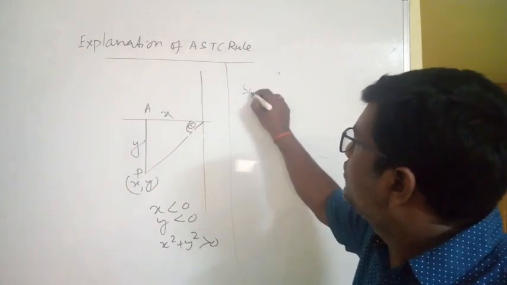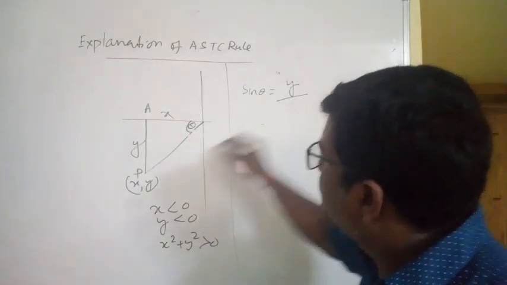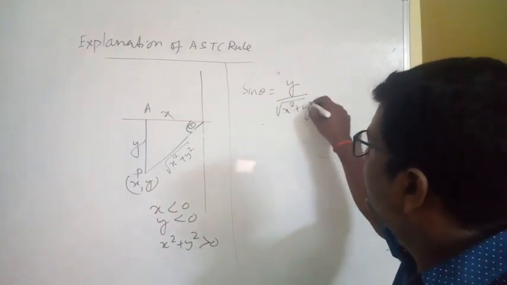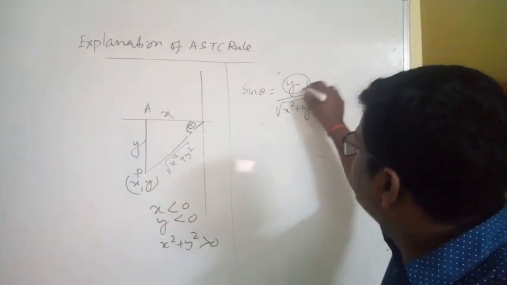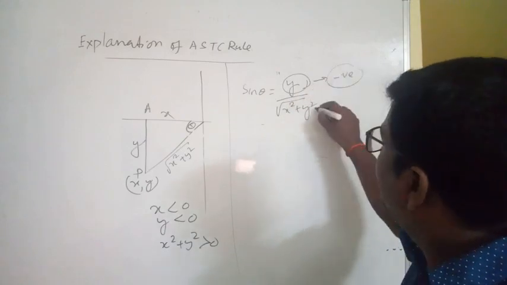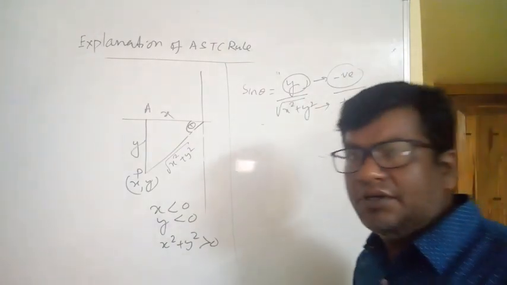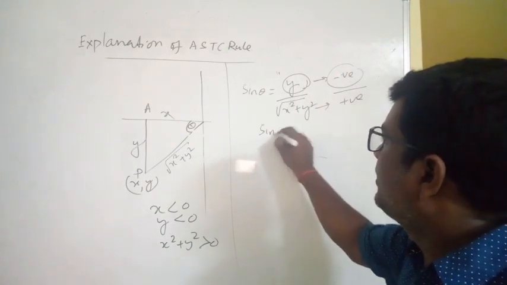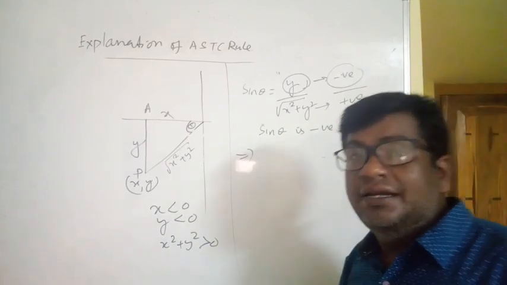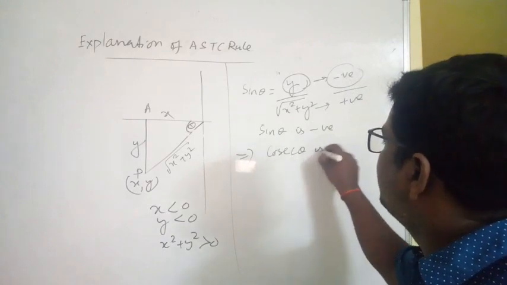Sin theta is equal to P by h. P means y, and h means root over x square plus y square. So y divided by root over x square plus y square. Here y is negative, and x square plus y square is a positive quantity. So a negative number divided by a positive number is always negative. So sin theta is negative. If sin theta is negative, then its reciprocal cosec theta is obviously negative.